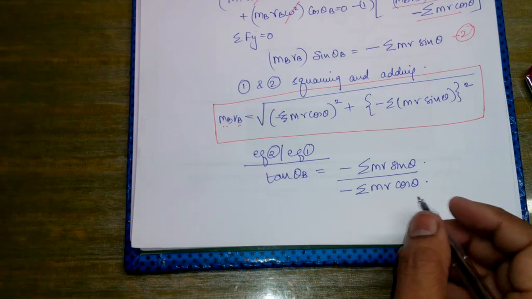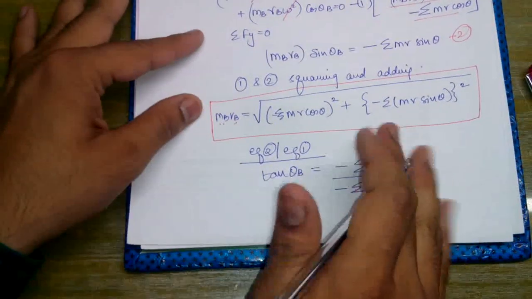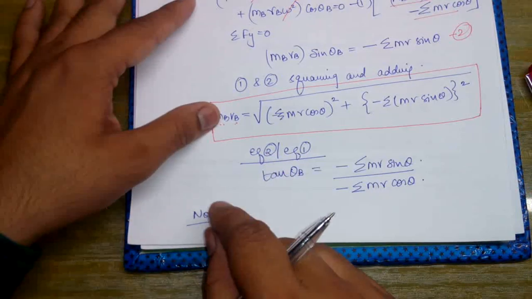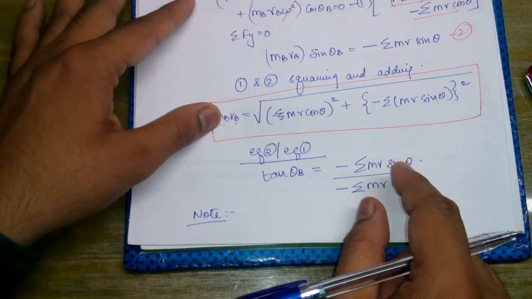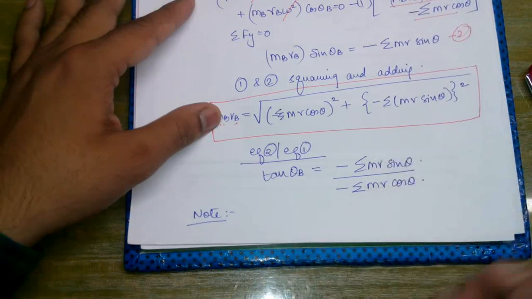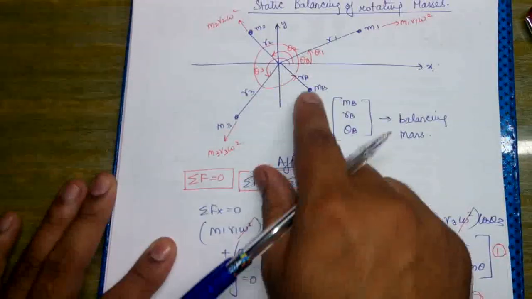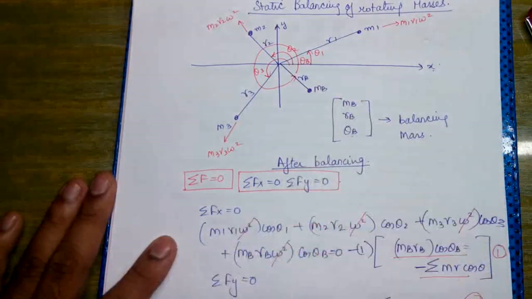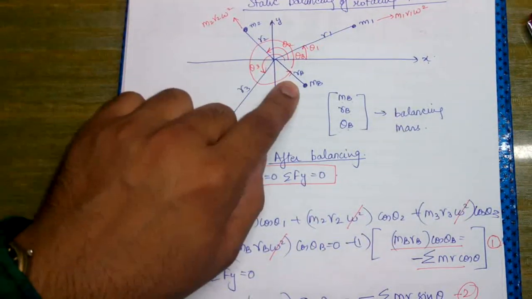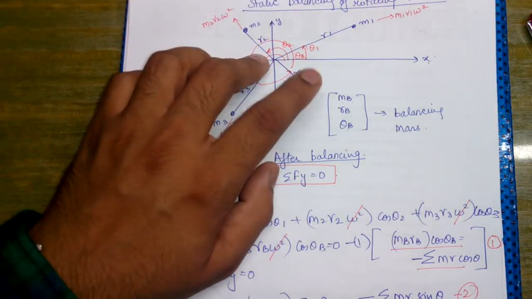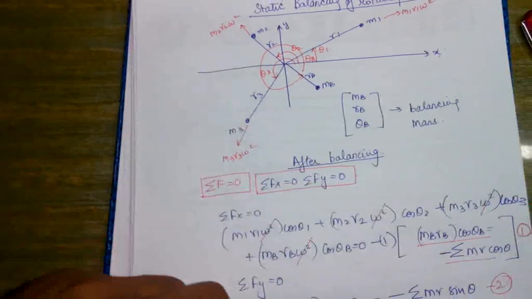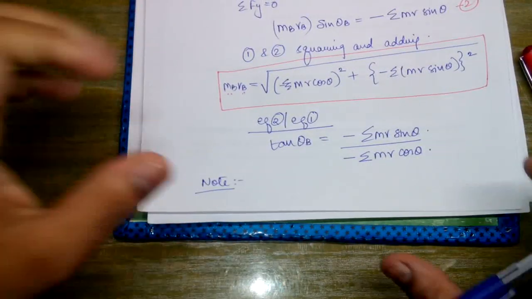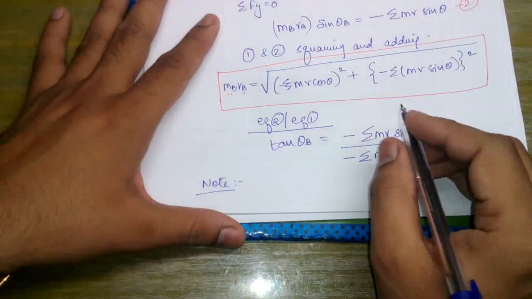There is one important point to be noted here: the final signs of the numerator and the denominator will decide the quadrant of the balancing mass. There are 4 quadrants: first, second, third and fourth. Where this mass will be placed, here I have placed this mass assuming that it lies in the 4th quadrant, but the final signs of the numerator and the denominator will decide in which quadrant it is going to lie.